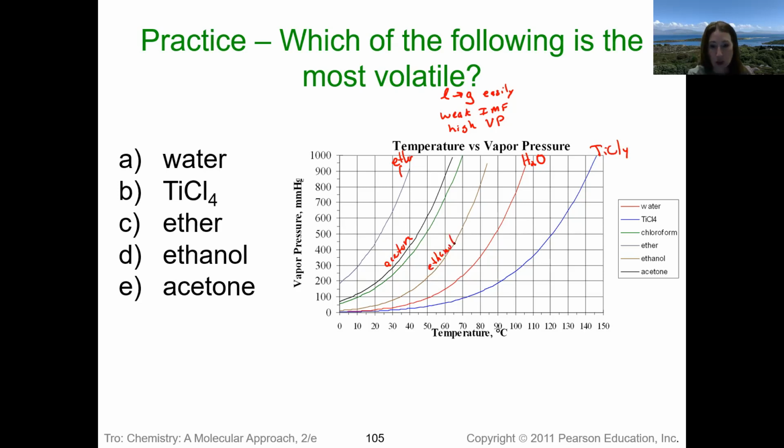Okay, so which one has the weakest intermolecular forces or highest vapor pressure? This one does, right? Because at a low temperature, or let's just pick 20 degrees, it still has a higher vapor pressure, meaning weaker intermolecular forces. Let's do 30 degrees. Again, highest vapor pressure, weakest intermolecular forces, right? High vapor pressure, weak intermolecular forces. Okay, let's try one more.